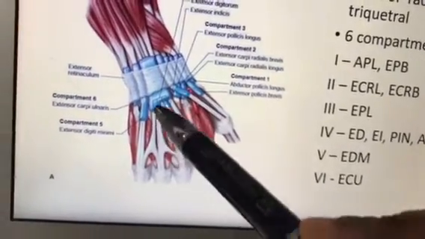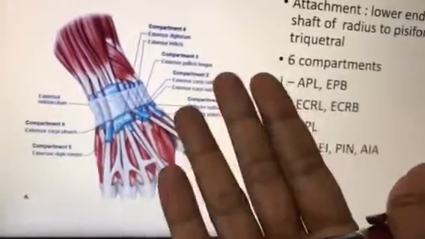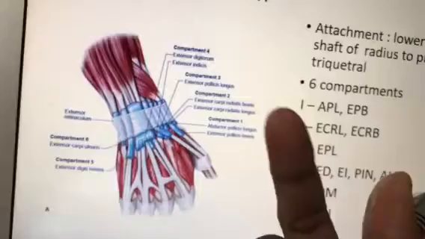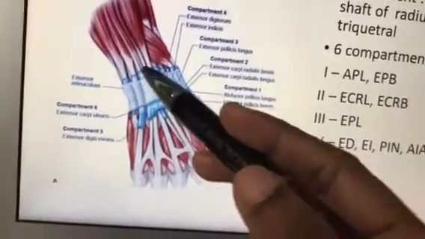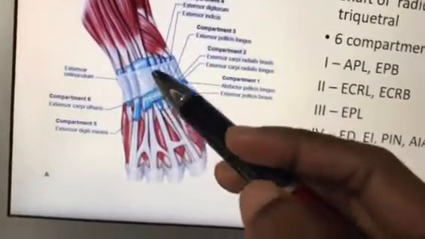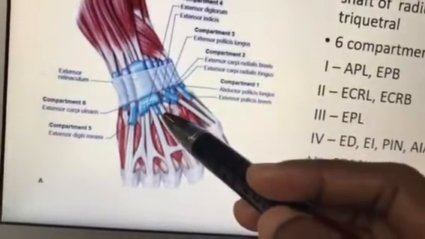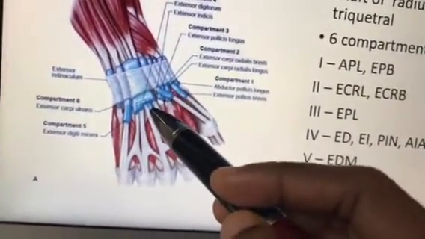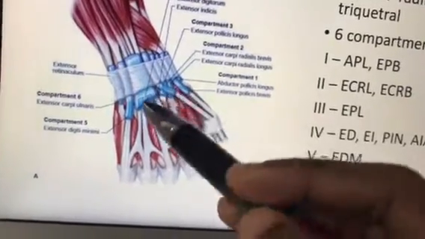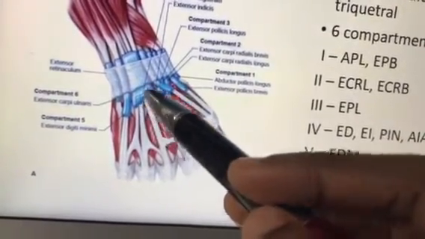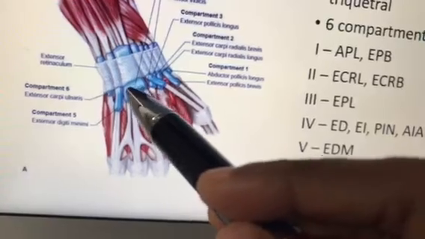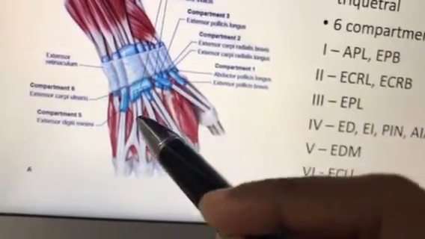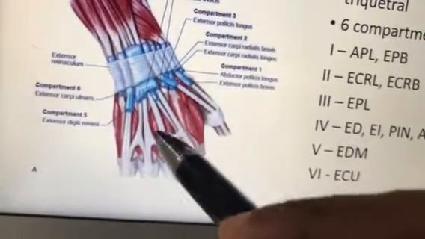And the fourth one means we have to talk about the digits. So extensor digitorum and extensor indicis, the index finger. Along with that, the posterior interosseous nerve and the anterior interosseous artery will be coming here. This posterior interosseous nerve forms a pseudoganglion inside. Understood? This is a very important MCQ. Another pseudoganglion is formed in the posterior division of the axillary nerve after supplying the teres minor muscle, right? There are two pseudoganglia in the upper limb.